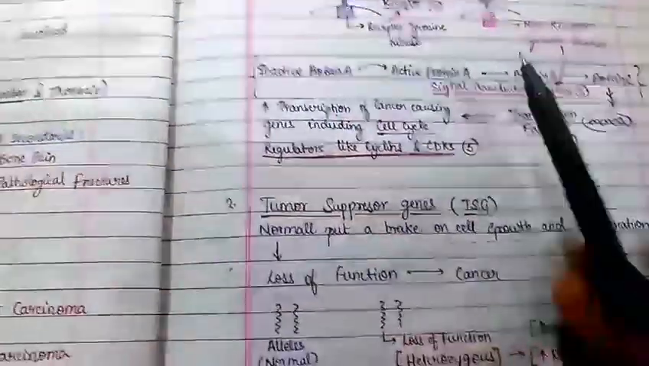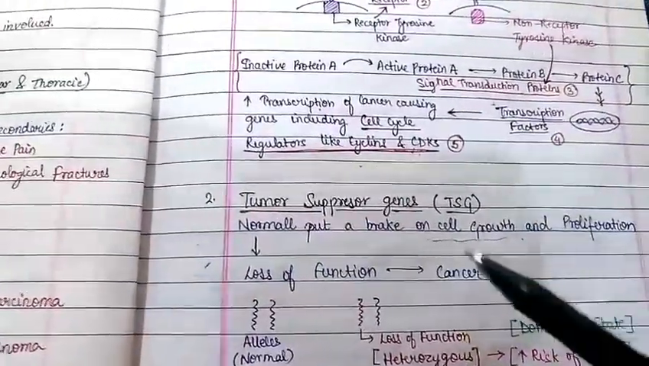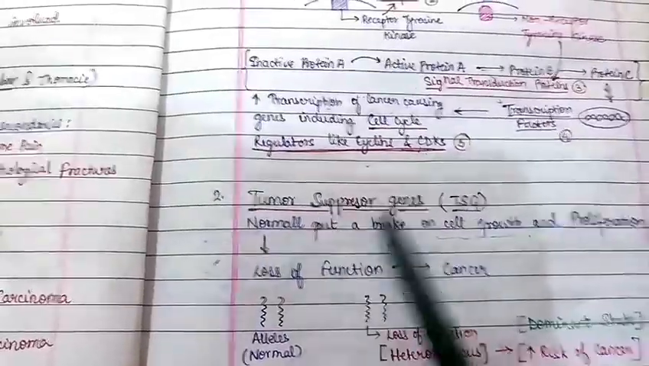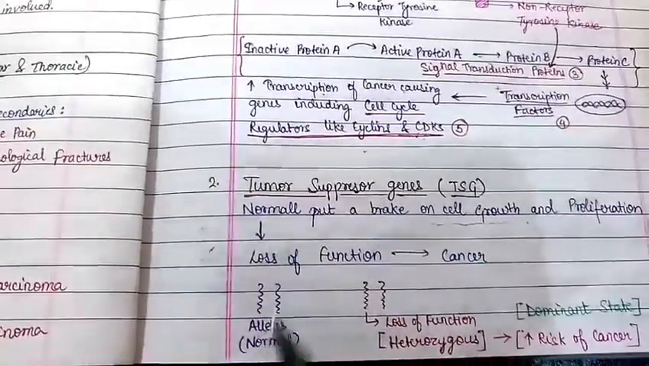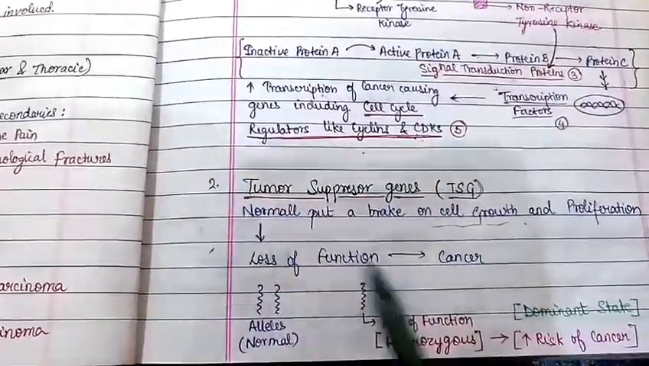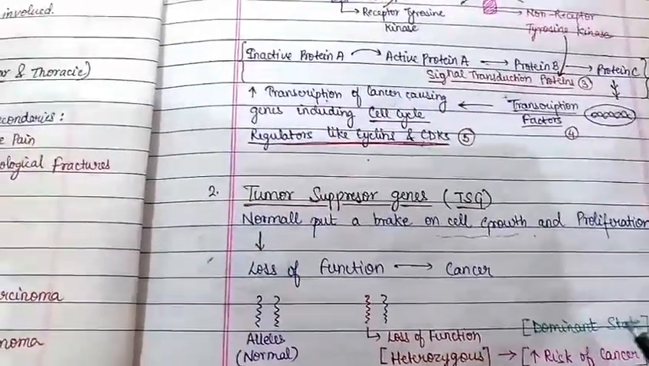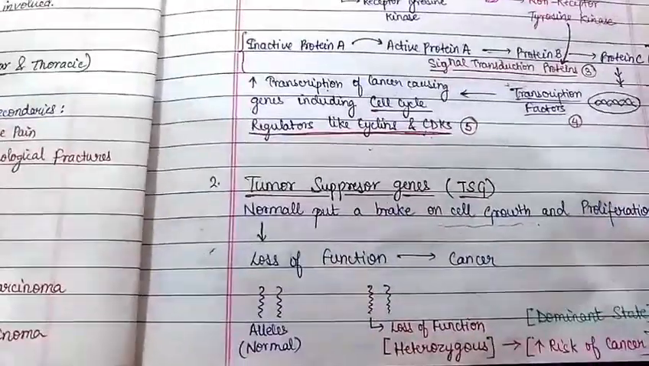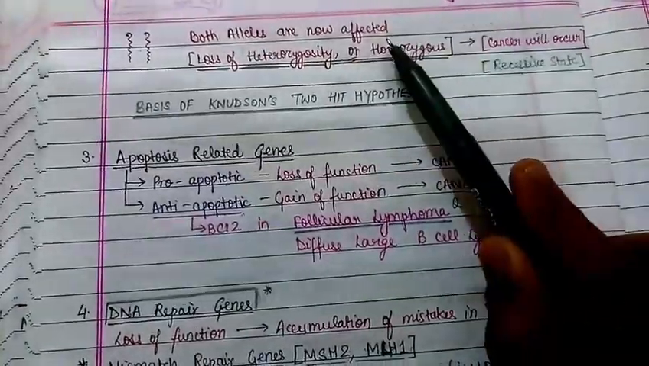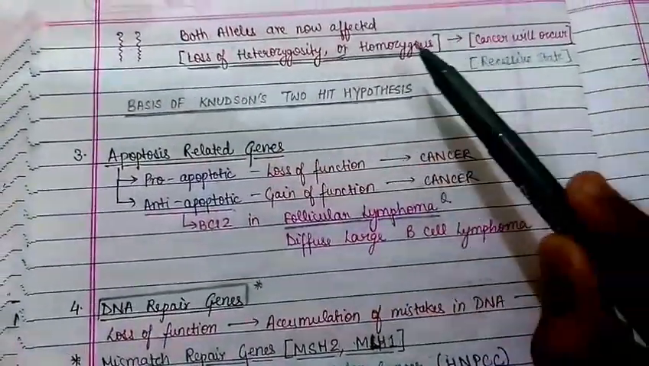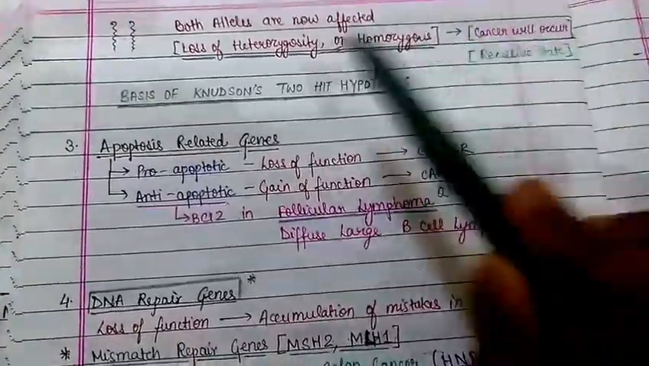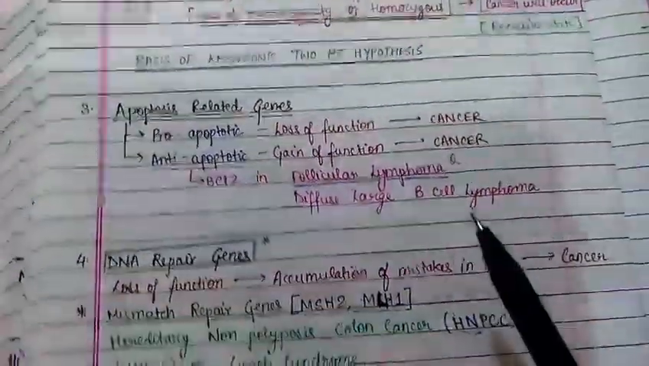The second one is tumor suppressor genes. They are normally responsible for putting a brake on cell growth and proliferation. So if there is loss of function in this type of genes, that can cause cancer. These are the normal alleles. Suppose there is loss of function in one of the alleles, then a heterozygous condition is created, and this heterozygous condition will increase the risk of cancer. Clear? So this is about tumor suppressor genes. Now if both alleles are affected, there will be a homozygous condition, and in this condition there will be cancer. Clear? And this is the basis of Knudson two-hit hypothesis.